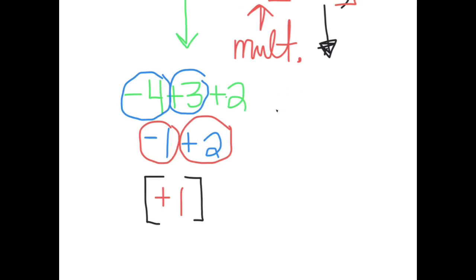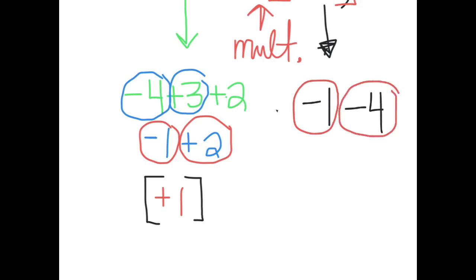I have -1 minus 4. When I circle my two terms, -1 minus 4, I'm going to look at the two numbers. Are the signs the same? Yes, they are. They're both negative. So this is the rule: same sign, add and keep.